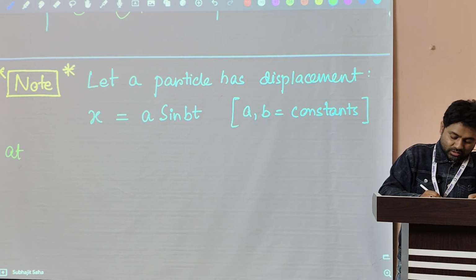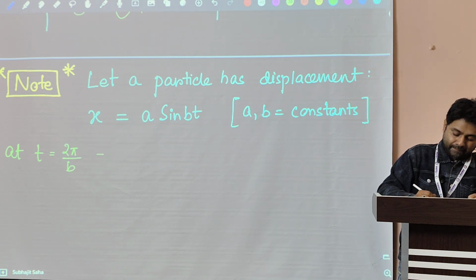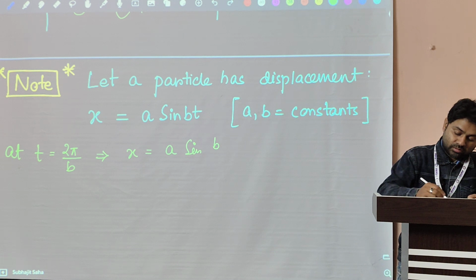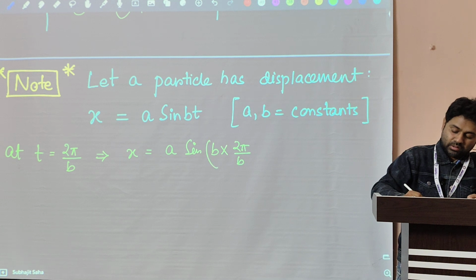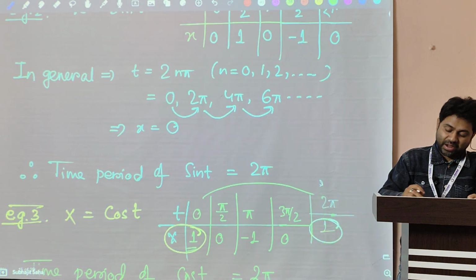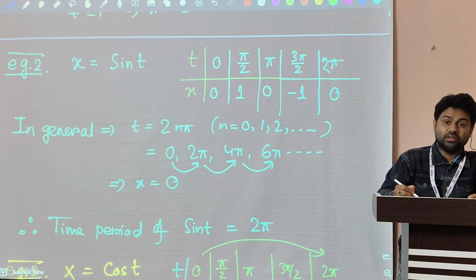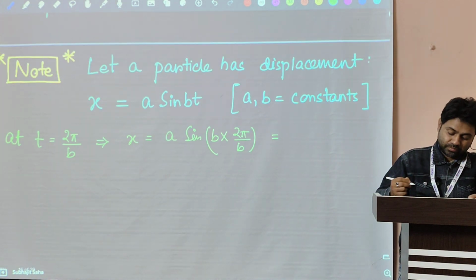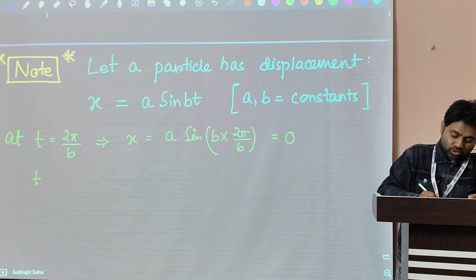At t equals 2π/b, x will take the value a sin(b × 2π/b), that is a sin 2π. From the previous discussion we know that sin 2π takes the value 0. So this is 0. Also at t equal to 0, x takes the value 0.